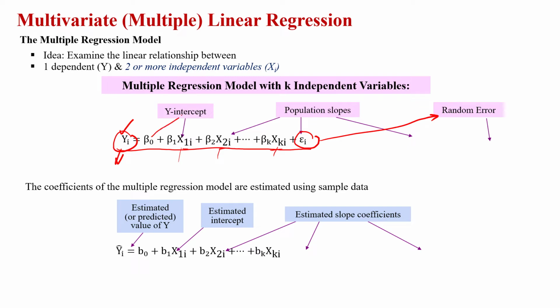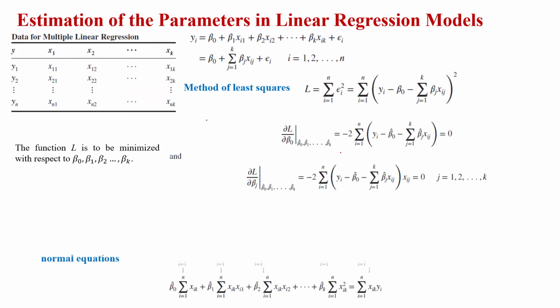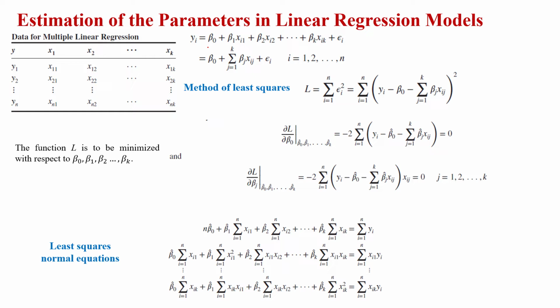So remember that this is the y-intercept, these beta 1, beta 2, beta k are the population slopes, and this is your random error. Once we have estimated those parameters, we can represent them with beta naught, b1, b2 up to bk, or with beta naught as an estimated value, beta 1 as an estimated value, and so on. Now the question is how we can do this. So we want to estimate the parameters beta naught, beta 1, beta 2 up to beta k.